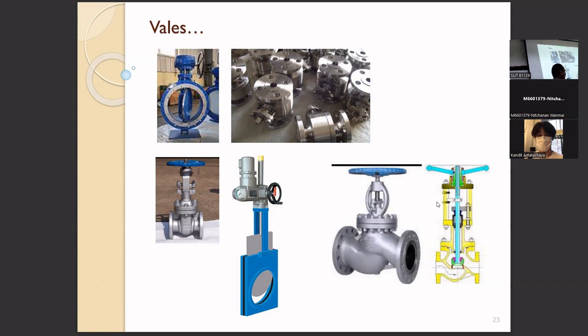It's similar, but the direction of the flow is different. In the butterfly valve the flow in and flow out are in different directions, but in the gate valve the flow is the same direction, because the gate valve reduces the resistance to the flow. This is the valve we use to control the flow of the fluid.